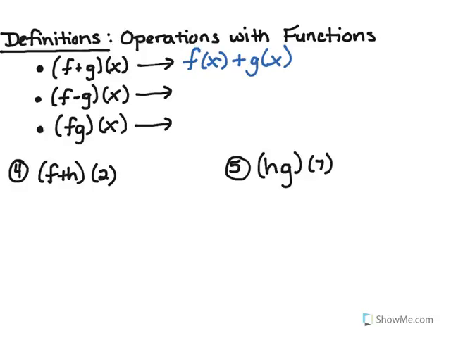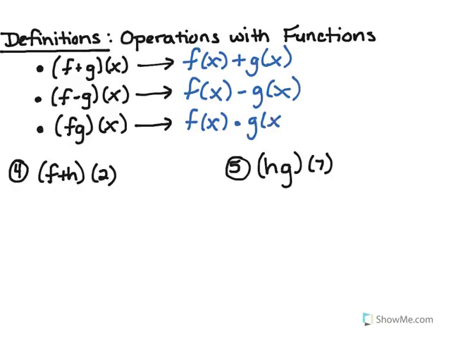The second one, f minus g of x, is going to look almost exactly the same. It's going to be f of x minus g of x. And the last one, fg of x, well, that's f times g. So that's f of x times g of x. Let's take a look at a couple of examples.